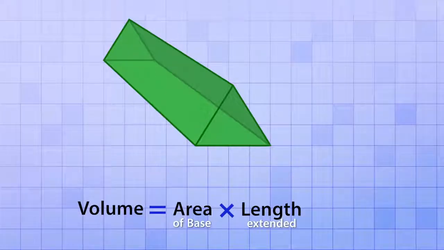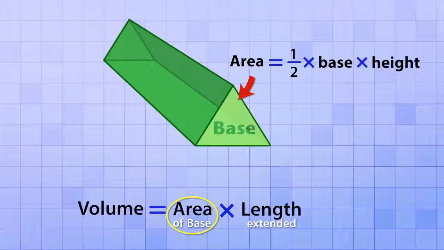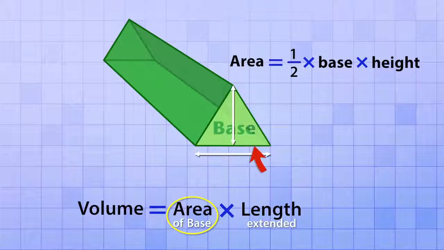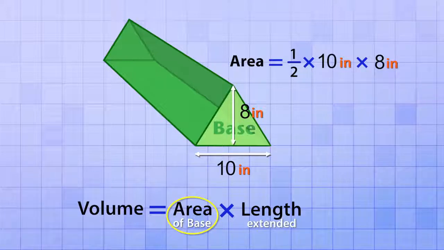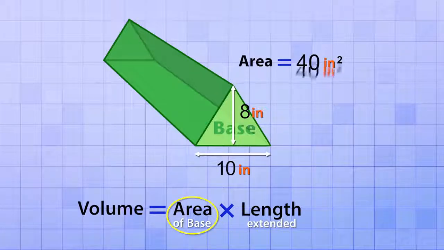Again, the first step is to calculate the area of the base of the prism, which is the triangle. The formula for finding the area of a triangle is 1/2 of the triangle's base times its height. Be careful not to confuse the base of the triangle with the base of the prism, which is the triangle itself. Our diagram tells us that the base of the triangle is 10 inches and its height is 8 inches. So 1/2 the base times the height would be 1/2 of 10 times 8. 10 times 8 is 80, and 1/2 of 80 is 40, so the area of the triangle is 40 inches squared.